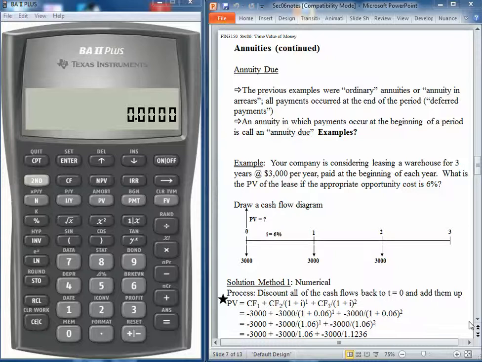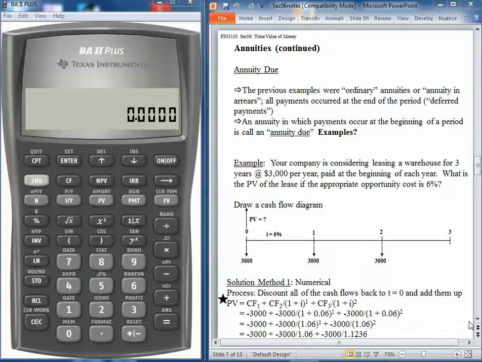Now, annuity dues are examples of lease payments, magazine subscriptions, or other types of payments where you would pay up front rather than paying at the end, when interest or some type of interest-bearing account has accrued. So, for example, let's say your company is considering leasing a warehouse for 3 years. It will lease it for $3,000 per year, paid at the beginning of each year. And we want to know, if we were to pay it all today, what would be the present value of that lease obligation based on an opportunity cost of 6%.